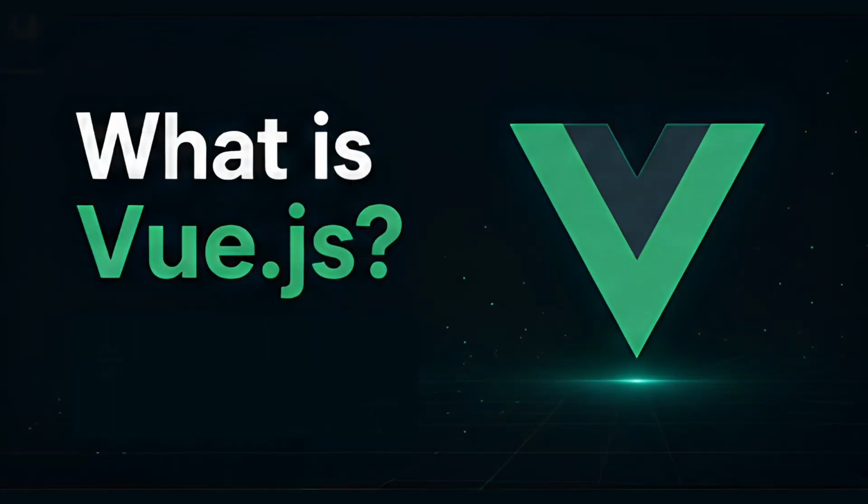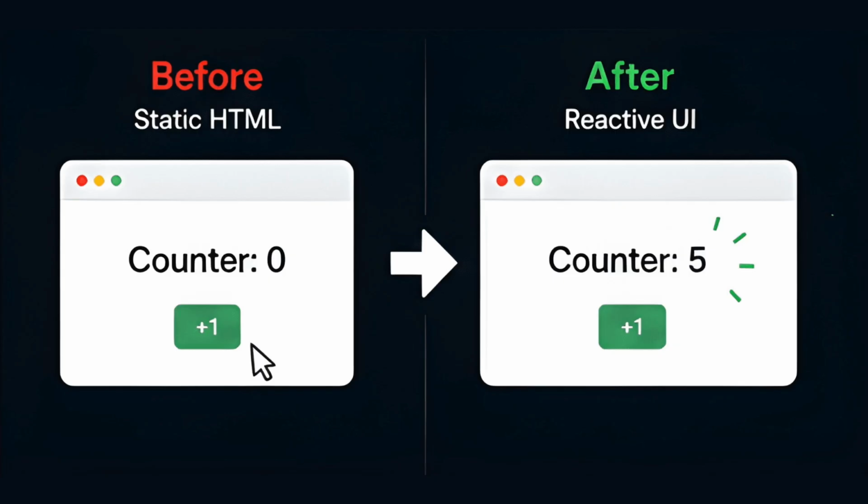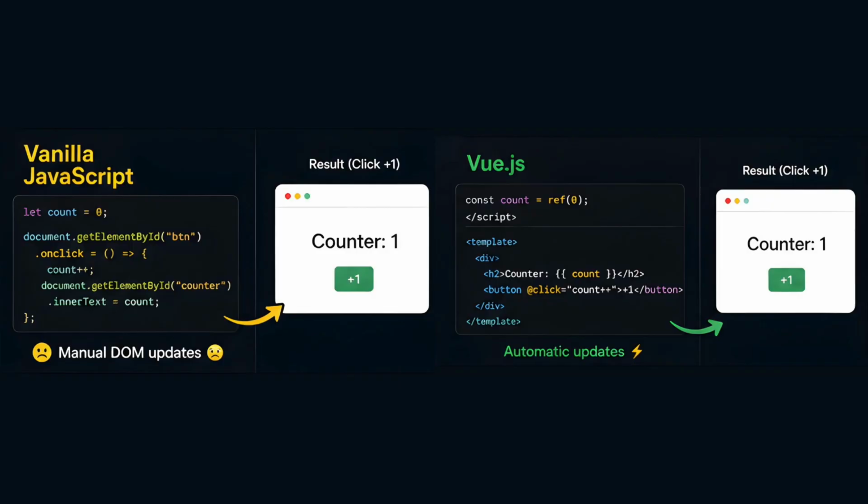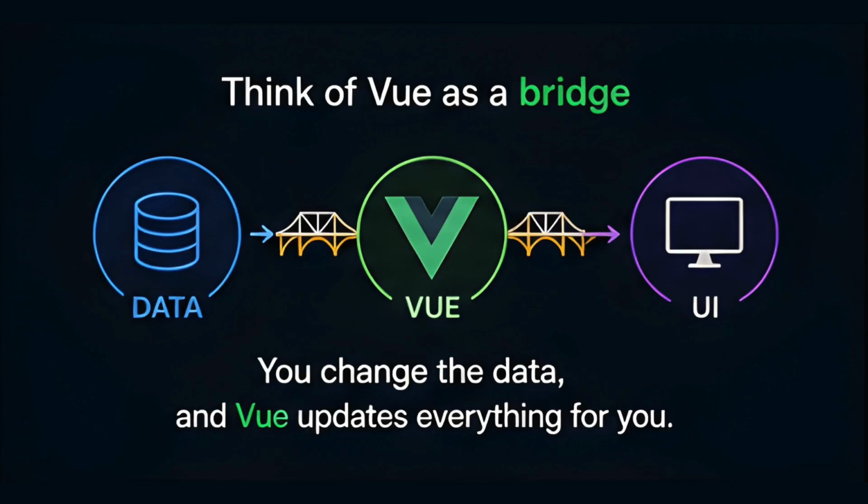Vue.js is a JavaScript framework you use for building user interfaces. It helps you turn static websites into interactive applications. Instead of manually updating HTML with JavaScript, Vue automatically updates the screen when your data changes. Think of Vue as a bridge between your data and your website. You change the data, and Vue updates everything for you.